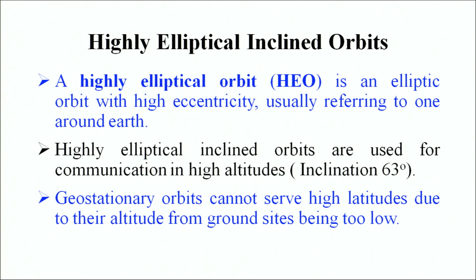The reason being the geostationary orbits cannot serve the high altitudes because the elevation from the ground sites is too low, and that is why these highly elliptical inclined orbits are used in place of geostationary orbits at high latitudes, that means close to the polar region, to collect or to communicate near the polar regions. They can be easily used for all kinds of communication purposes. So, over here we have talked about these 3 different orbits, the first one being geostationary, followed by the polar orbit and the highly elliptical orbit.